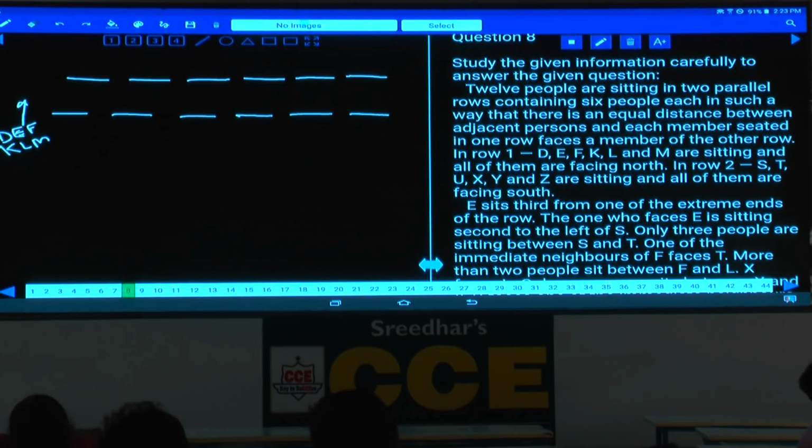And in row 2, who are the persons? S, T, U, X, Y, Z. Now all these persons are facing towards south.